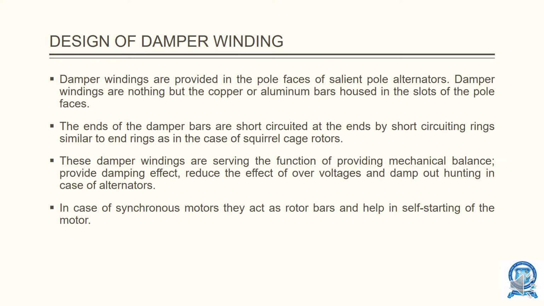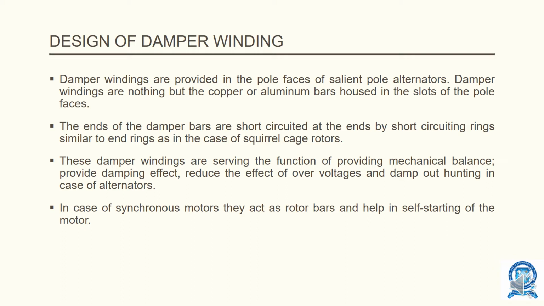Design of damper winding. Damper windings are provided in pole faces of salient pole alternators. Damper windings are nothing but copper or aluminum bars housed in the slots of pole faces. The ends of damper bars are short-circuited by short-circuiting rings, similar to end rings in the case of squirrel cage rotors. These damper windings serve the function of providing mechanical balance, providing damper effect, reducing the effect of overvoltage, and damping out hunting in the case of alternators.